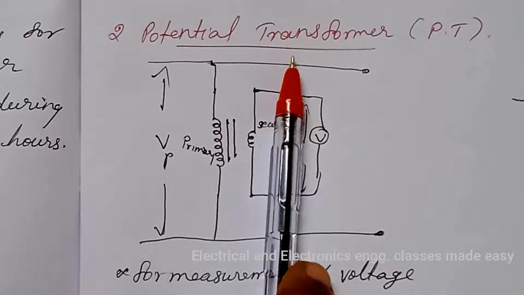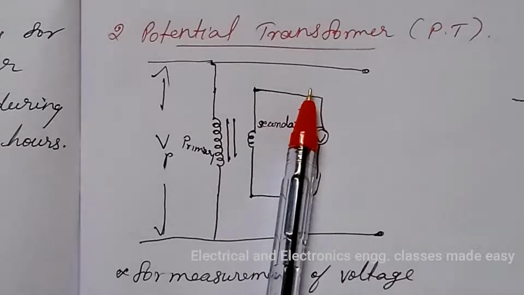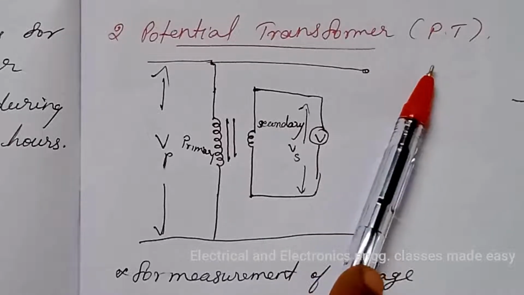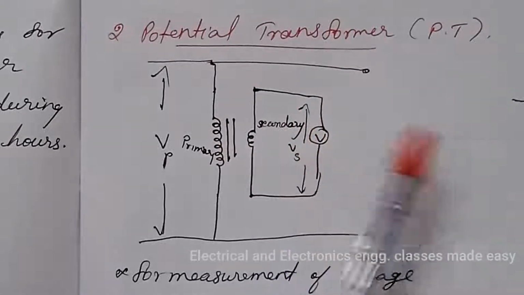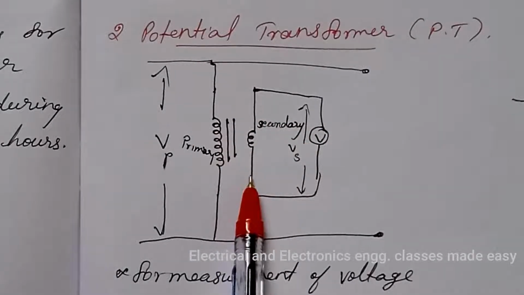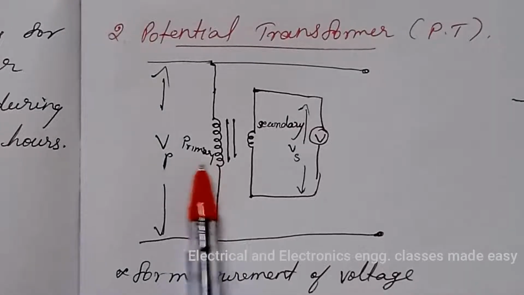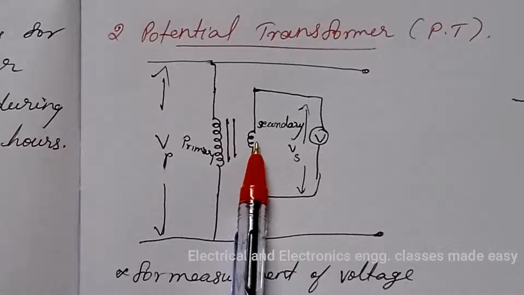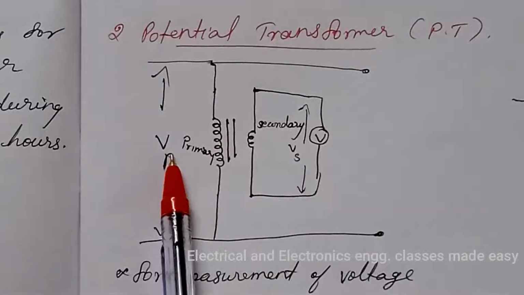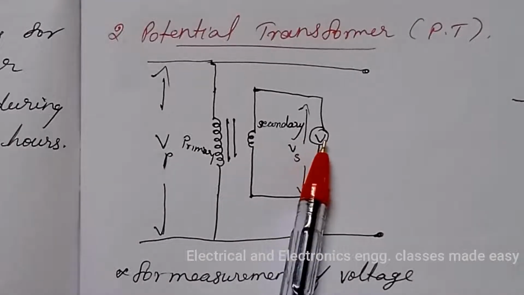Potential transformer. The transformer used for measurements of voltage is called potential transformer PT or voltage transformer. The figure shows the voltage measurements with the potential transformer. The primary is connected to the voltage being measured and the secondary is connected to the voltmeter. The PT steps down the voltage to the level of voltmeter.